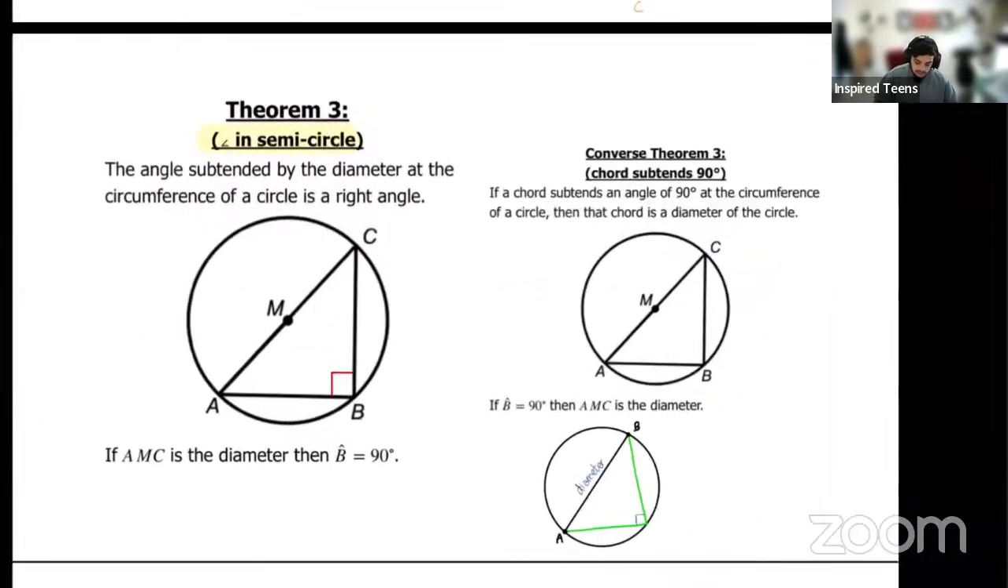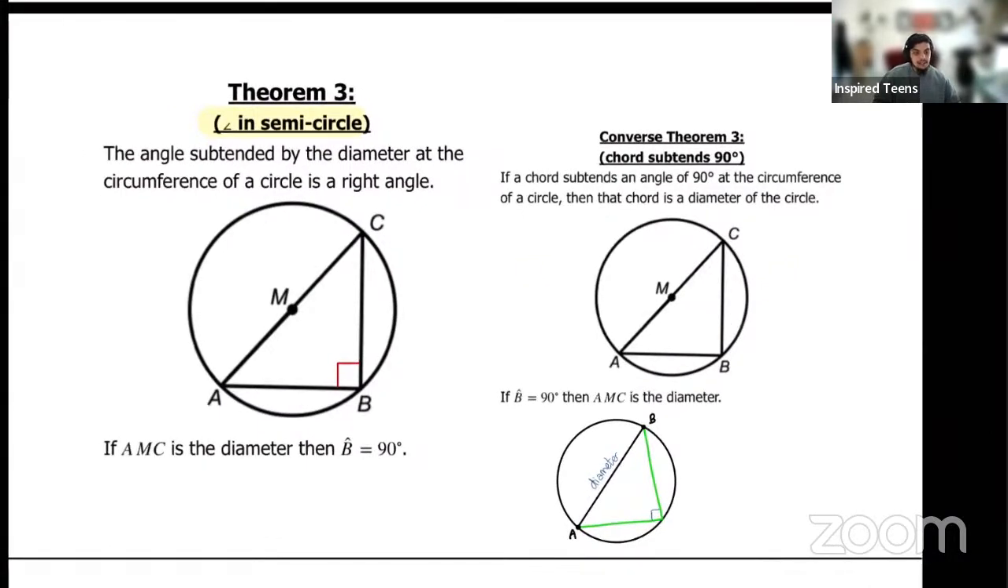Let's look at theorem 3. Theorem 3 says angle in a semicircle. The angle subtended by the diameter at the circumference of a circle is a right angle.